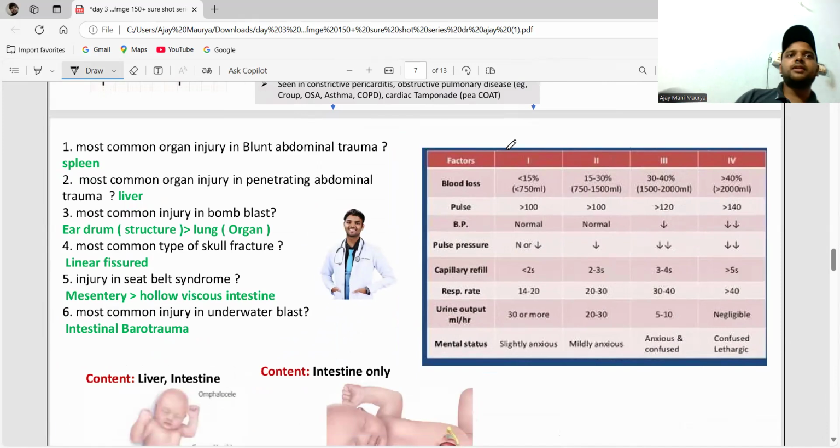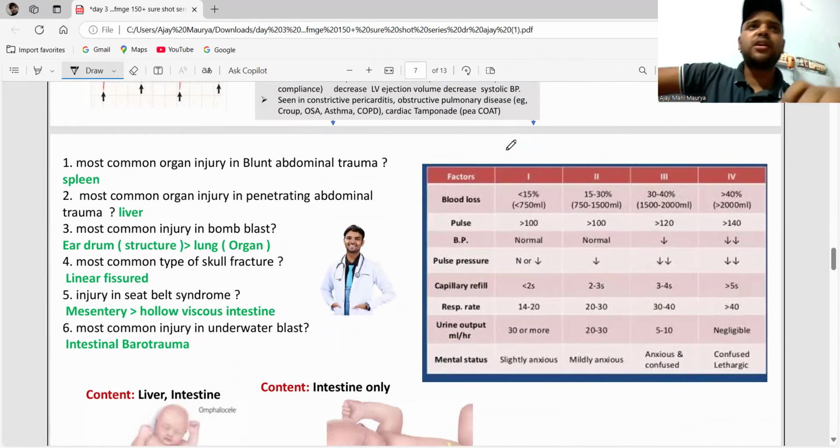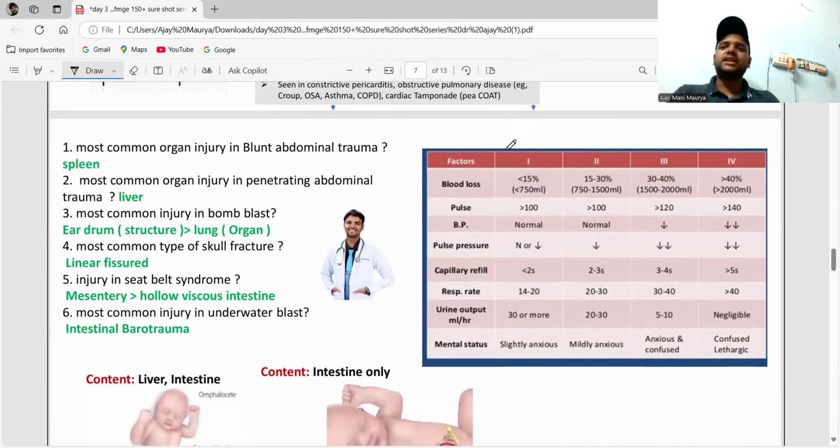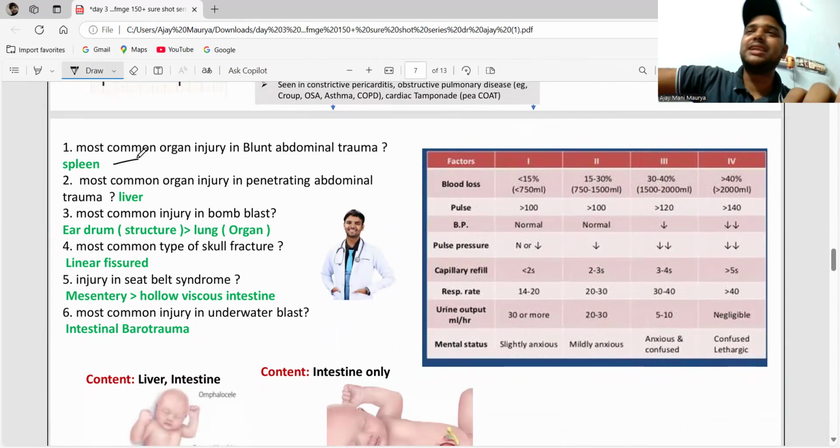Next one, remember this one. What is the most common organ injury in blunt abdominal trauma? It is the spleen. The most common organ injury in penetrating trauma is the liver. Most common injury in a bomb blast: if they ask the structure, it is the eardrum; if they ask the organ, it is the lung.